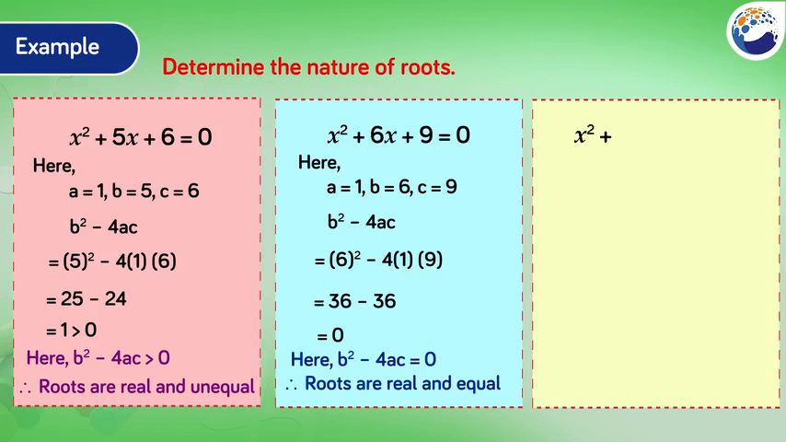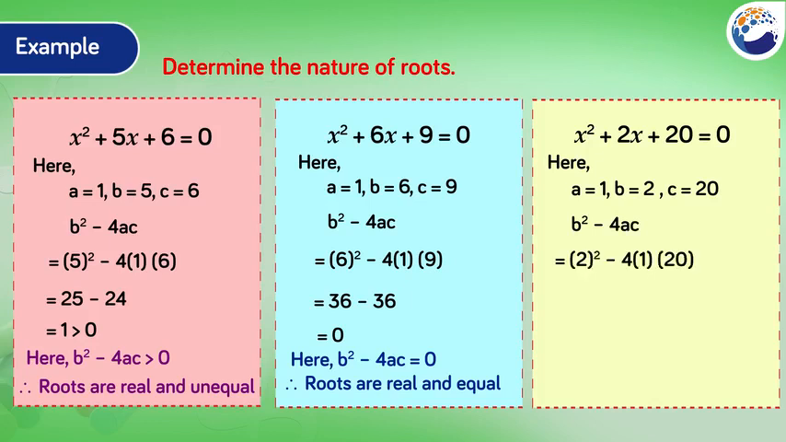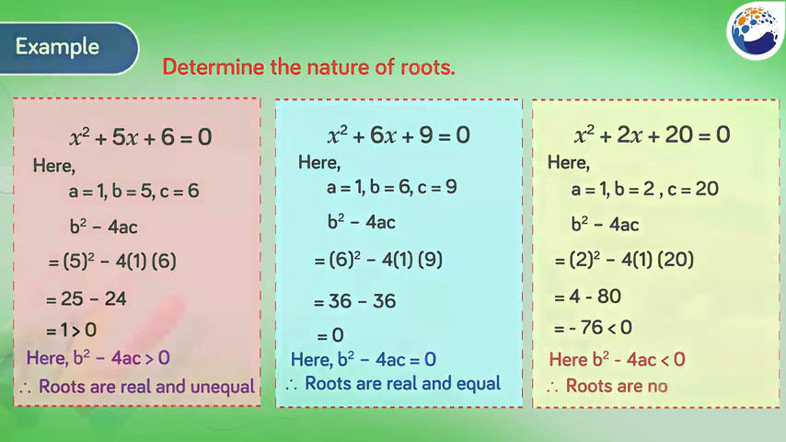Column 3. x² + 2x + 20 = 0. Here, a = 1, b = 2, c = 20. b² - 4ac = 2² - 4 × 1 × 20 = 4 - 80 = -76, which is less than 0. Here, b² - 4ac is less than 0. Therefore, the roots are not real.